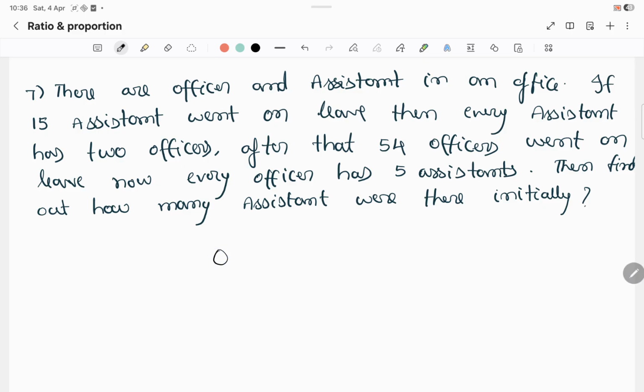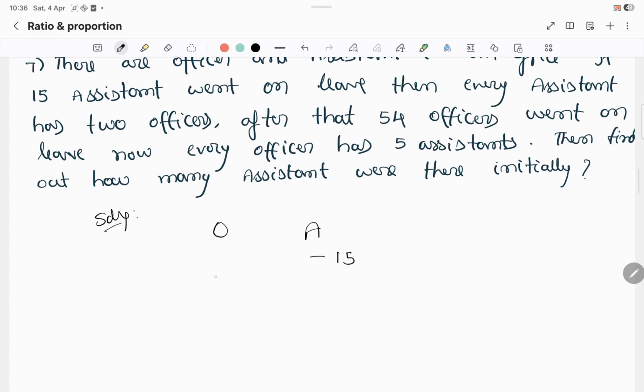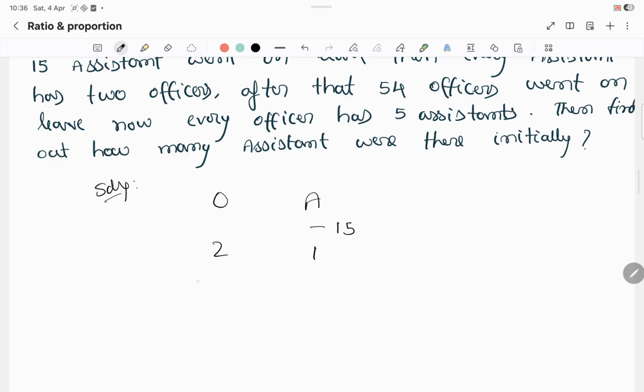There are officers and assistants in an office. Okay, if 15 assistants went on leave, then every assistant has 2 officers. So each one assistant will have 2 officers. Later on 54 officers went on leave. Now every officer has 5 assistants, means 1 is to 5. Now see, but in this we can't find anything. Then find out how many assistants were there initially. But see, from here to here we can do something.